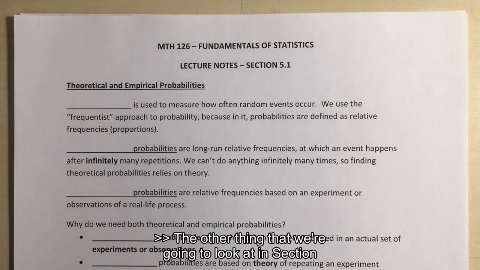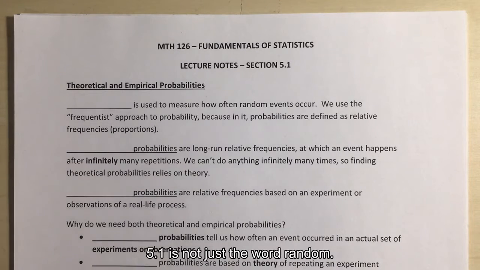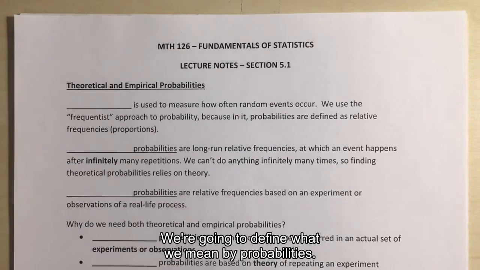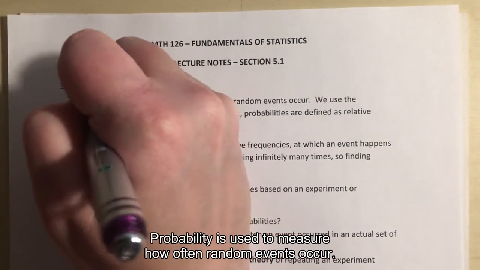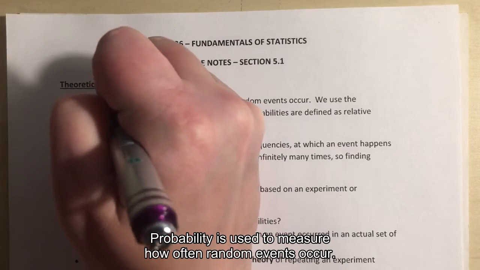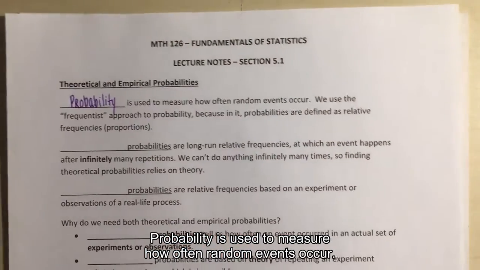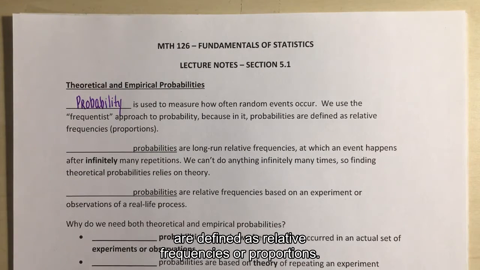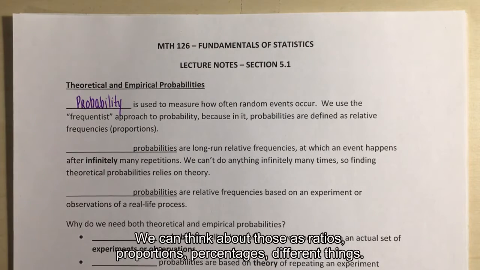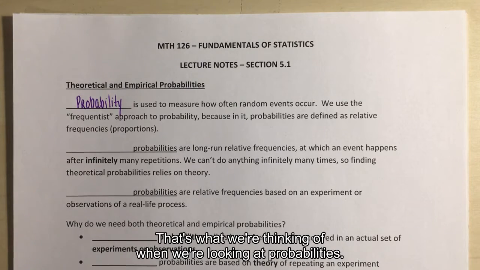Right, so the other thing that we're going to look at in section 5.1 is not just the word random. We're going to define what we mean by probabilities. Probability is used to measure how often random events occur. We use the frequentist approach to probability because probabilities are defined as relative frequencies or proportions. We could think about those as ratios, proportions, percentages, different things. So that's what we're thinking of when we're looking at probabilities.